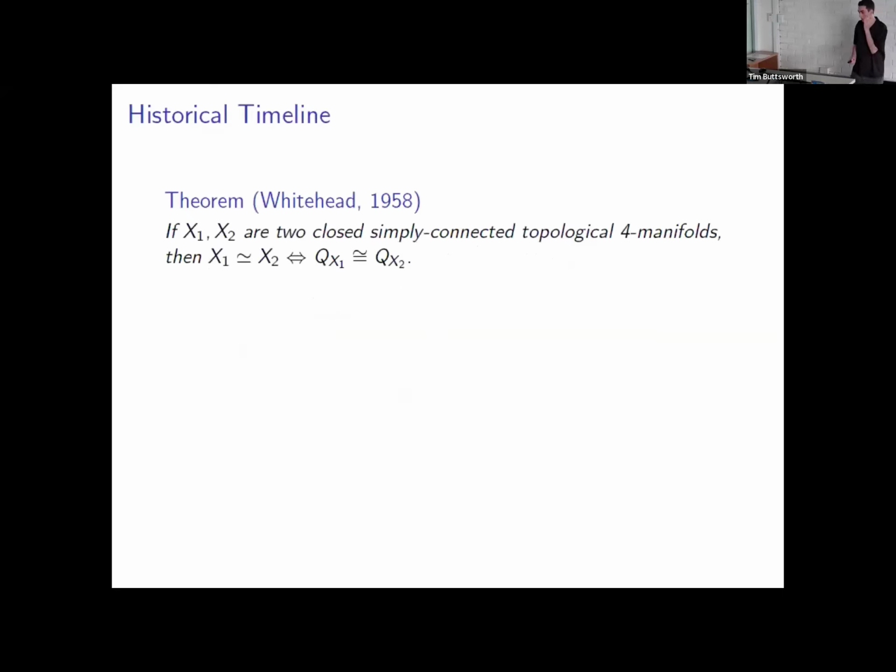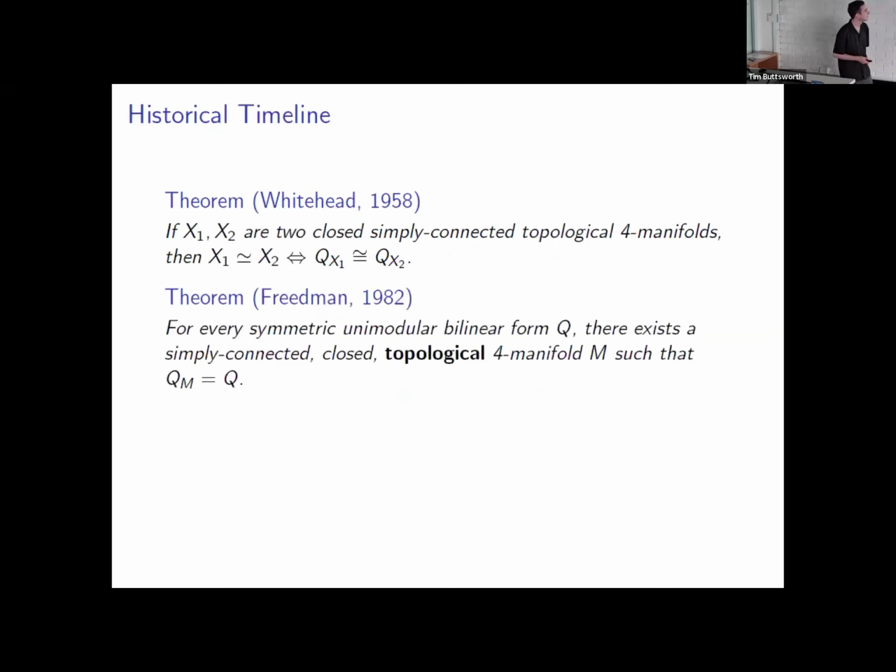the first thing historically, I guess, is this theorem due to Whitehead. I want to talk about this a little bit more later on, which said that if I've got two closed simply connected topological four-manifolds, then they're homotopy equivalent if and only if their intersection forms are isomorphic over Z. And then a more recent result due to Freedman says that for any symmetric unimodular bilinear form, there is a simply connected closed topological four-manifold which has that given form as its intersection form.